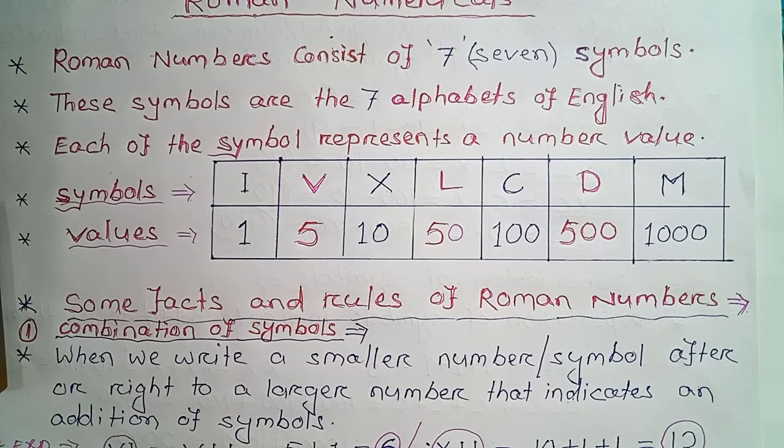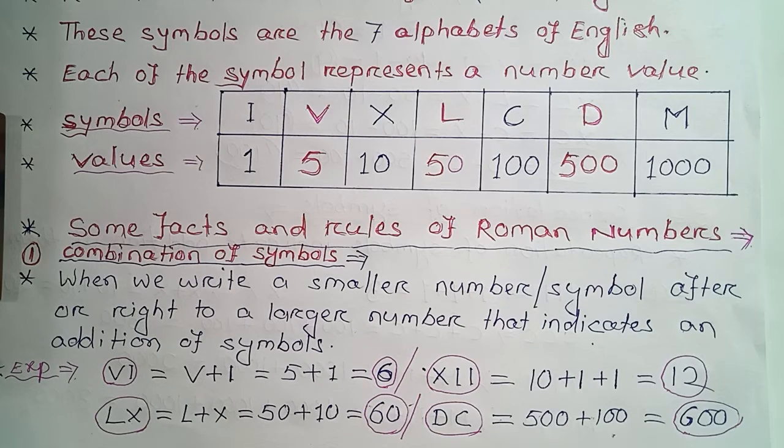Then the number 1 rule is combination of symbols. Okay, combination of symbols. What does it mean? It means when we write a smaller number or symbol after or right to a larger number, that indicates an addition of symbols.